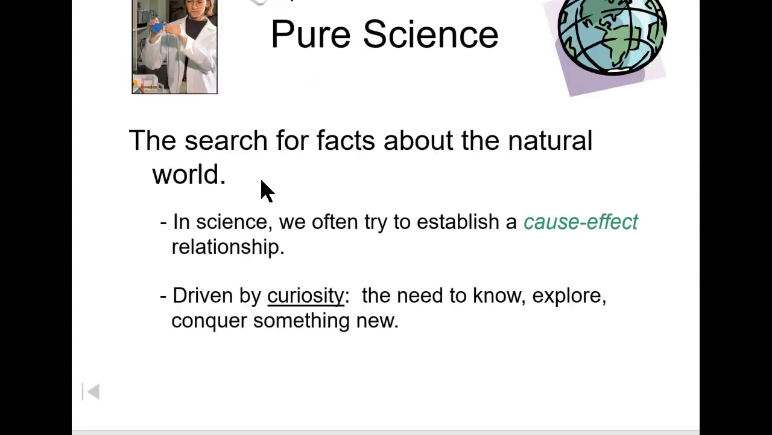Pure science, the search for facts about the natural world. Pure science is often funded and conducted at universities and colleges. The basic understanding of why and how things work and react as they do are discovered here. The goal in pure science is not to make money. It's usually just to understand. The person is driven by wanting to know and just to do science. This is the geek, right?